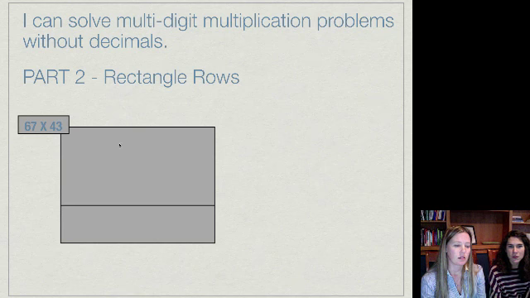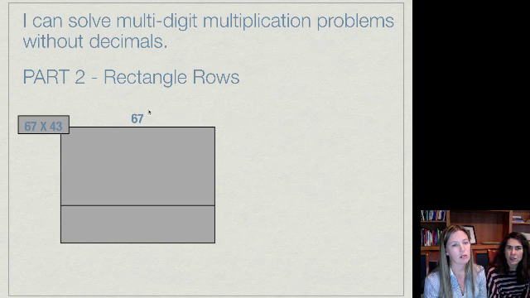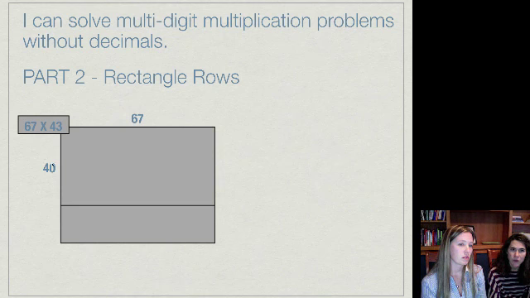So you'll notice that we have rectangles again, but now it's only broken up into two smaller ones rather than four as before. The reason is that you are going to keep one of the numbers together. You're not going to expand it. So this is just 67 now. And then the second number we are still going to expand. So you are going to have your 40 here, and then you're going to have your 3 here.